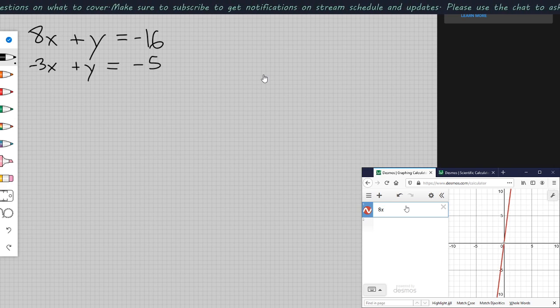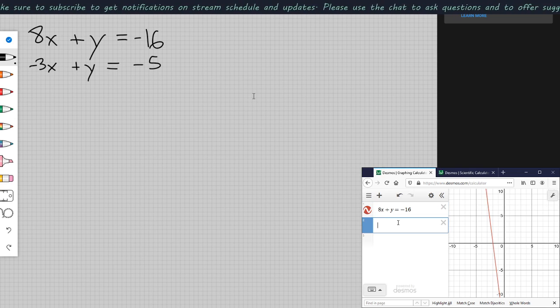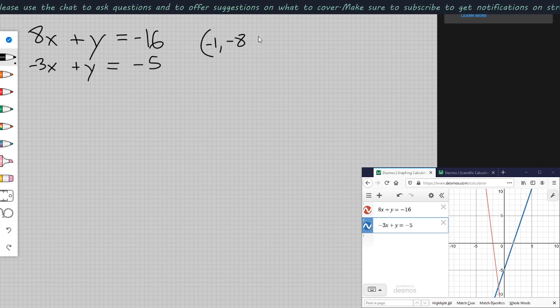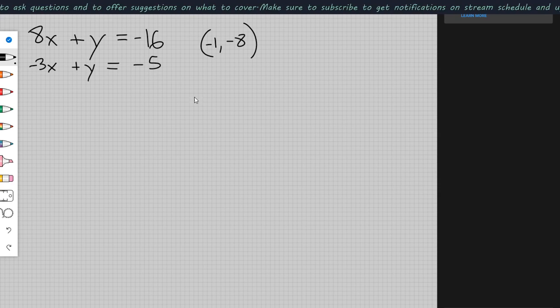All right, so 8x plus y equals negative 16. We're going to put in our next one, so negative 3x plus y equals negative 5. So our intercept is going to be negative 1, negative 8. I'll write that down. And then we're going to check the other ways that we're solving it just to make sure that comes out to be true. All right, so let's substitute first.